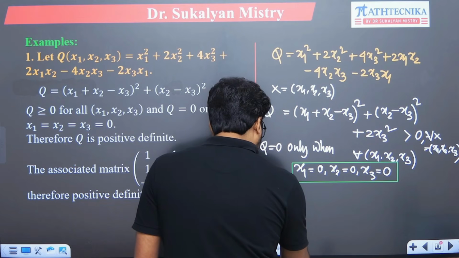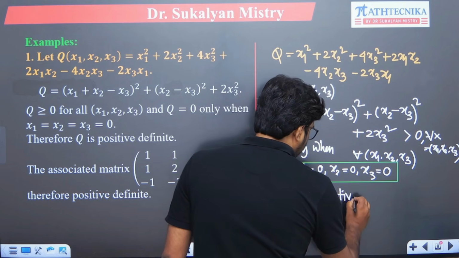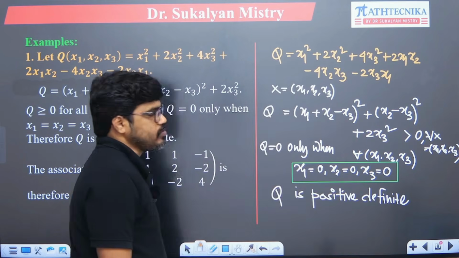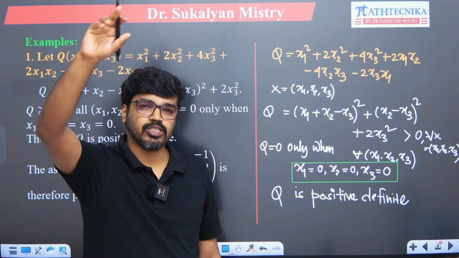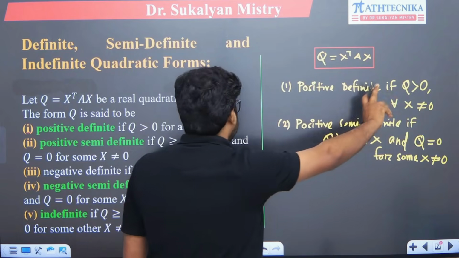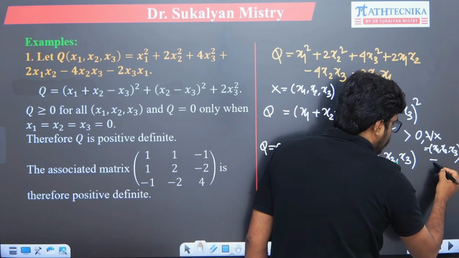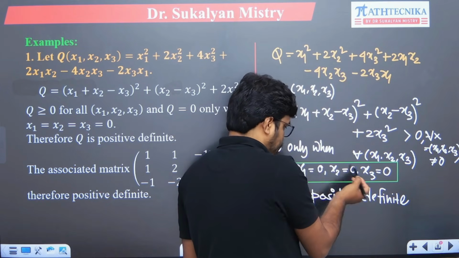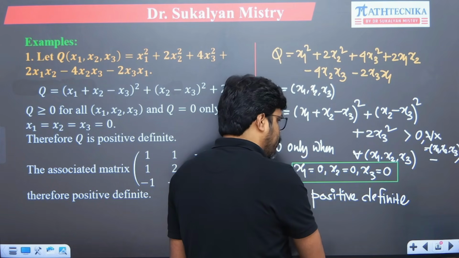That means the quadratic form q is positive definite. Understood? Clear? Okay. What is positive definite? q is greater than 0 for all x not equal to 0. So here we see that q is greater than 0 for all x not equal to 0. Right? Then when will it be 0? The only possibility is x1, x2, x3 all 0. So this is positive definite.